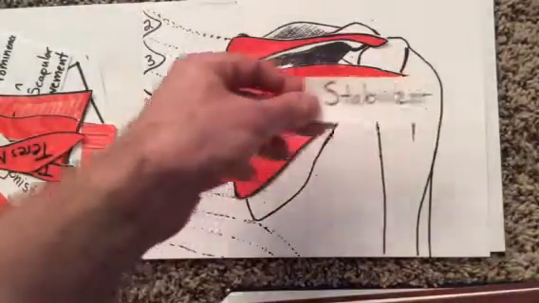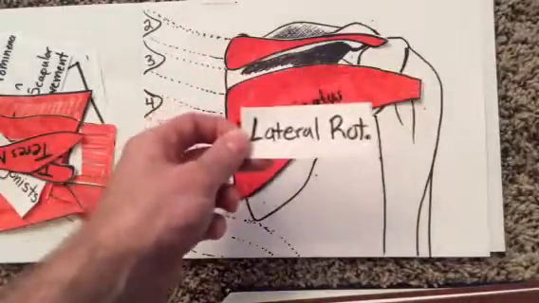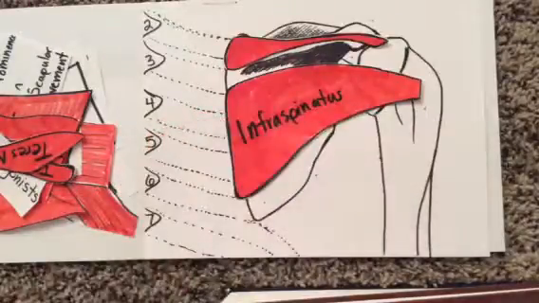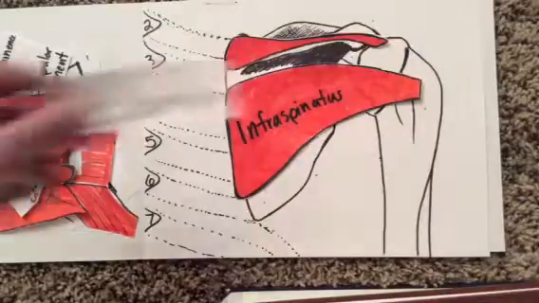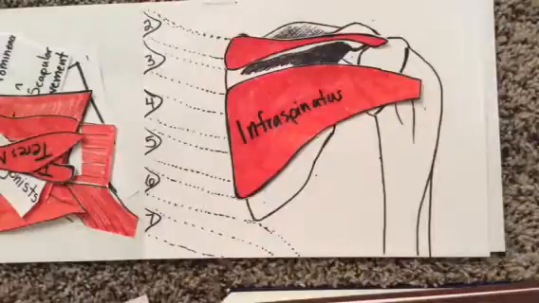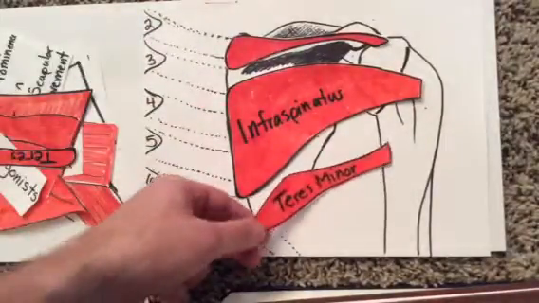These are both stabilizers, and the infraspinatus does a little bit of lateral rotation. So since we're on the posterior side, that's why it's going to cause some lateral rotation. And the supraspinatus is going to cause a little bit of abduction because look, it has a lateral attachment.